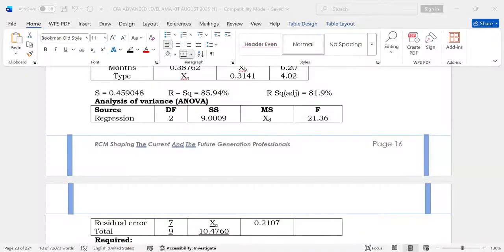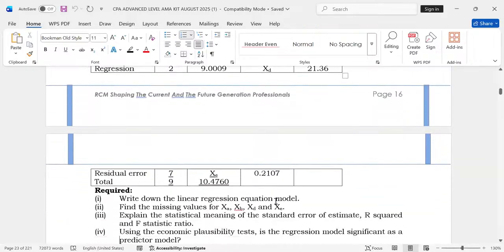So now, after getting those missing parts, is there anybody who is able to answer number one? Give us an answer to question number one. They want us to write down the linear regression equation. So please write it down. These guys have done it. I know I'm wasting your time, but we shall overcome. Let's just move a bit slow.